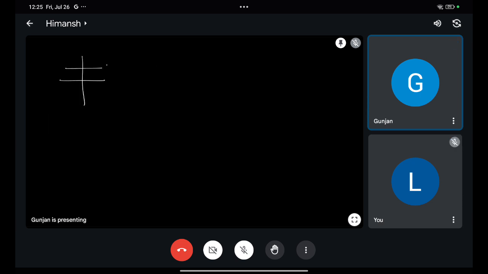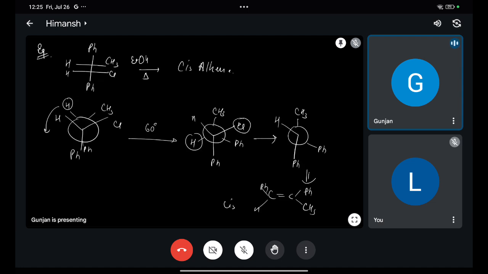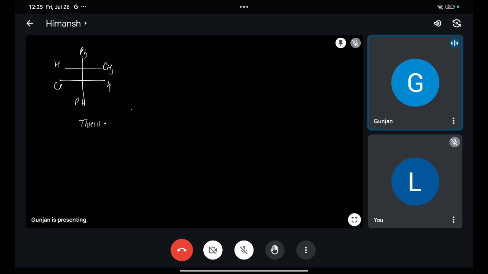Yes, ma'am. And another example, we have taken H, CH3, Cl, H, Ph. So this is actually the threo form. This is known as the threo form, and the previous one was the erythro form. In the erythro form, the H's are on the same side, and in the threo form, they are on the opposite side, so we are getting the trans alkene. We'll do the same thing over here as well. We'll get the trans alkene.